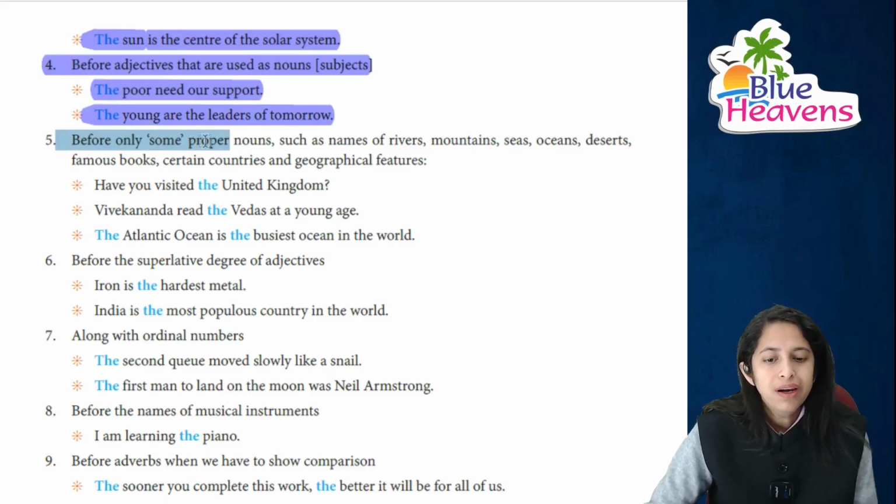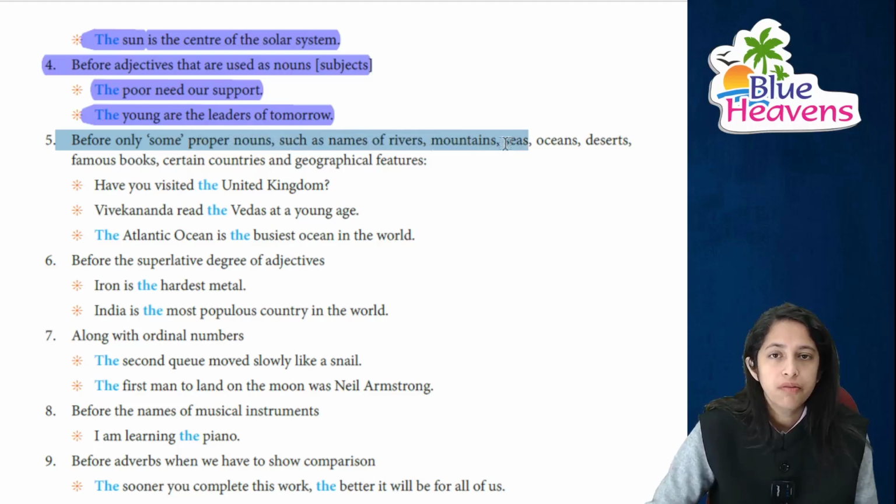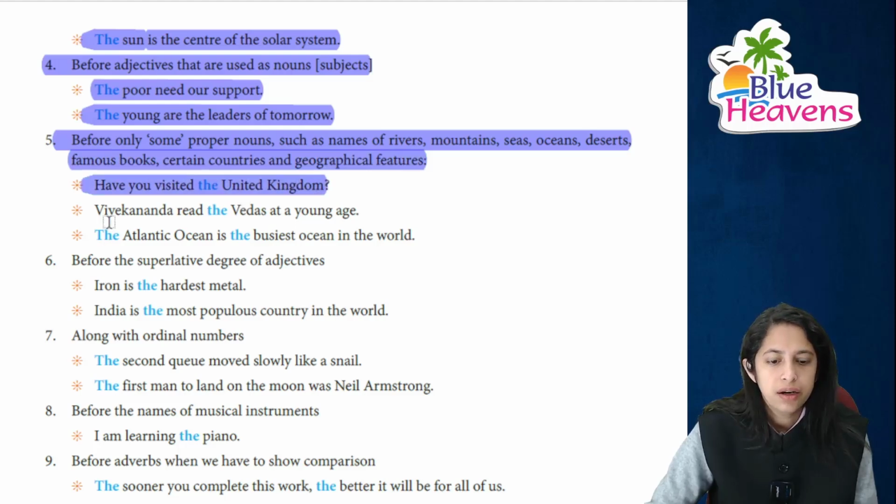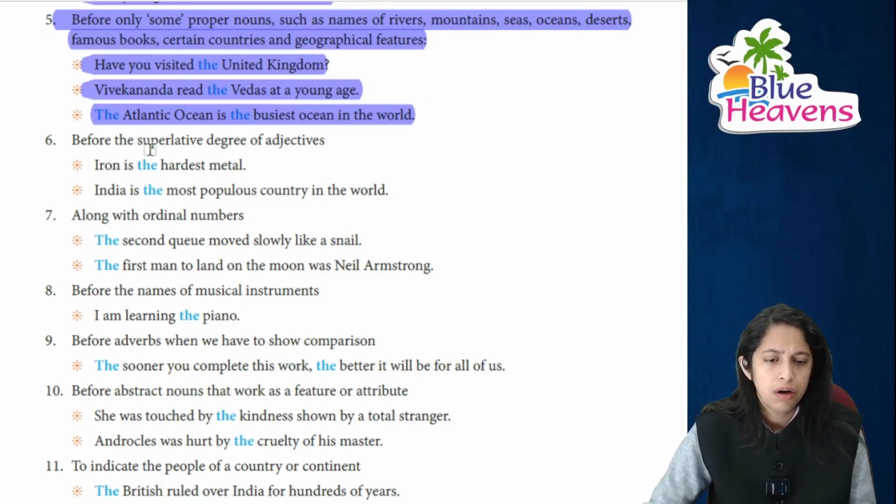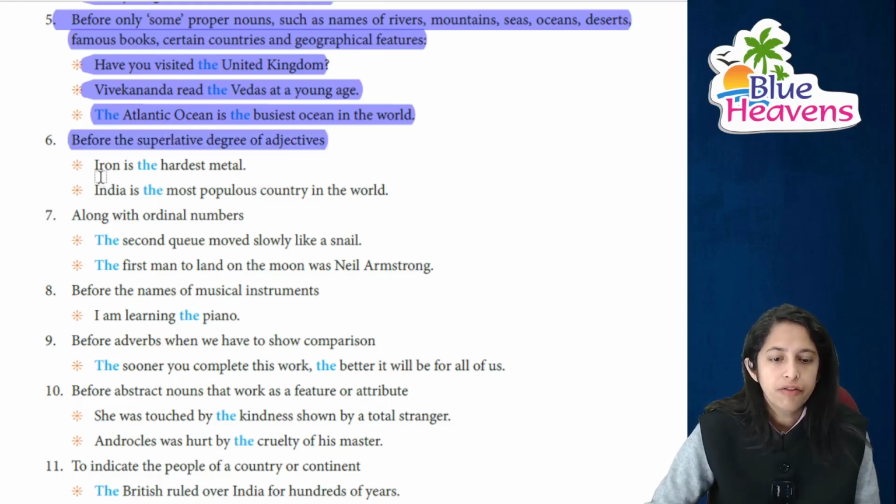Before only some proper nouns, जैसे कि names of rivers, oceans, seas, deserts, famous books, countries and geographical features. Have you visited the United Kingdom? Vivekanand read the Ved at a very young age and the Atlantic Ocean जो है, it is the busiest ocean in the world. Before the superlative degree of adjective, iron is the hardest metal. India is the most popular country in the world.